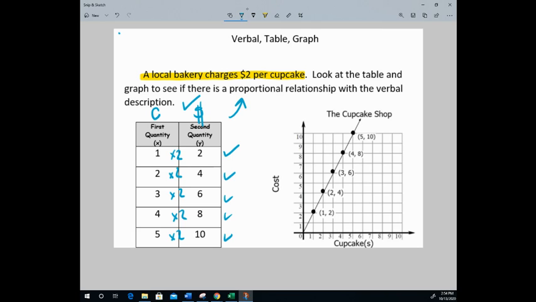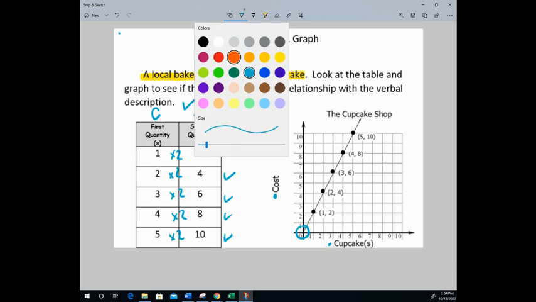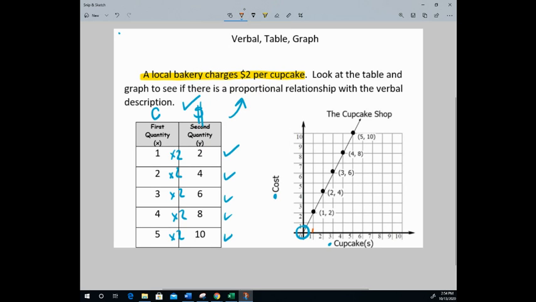Now let's take a look at the graph. So with this graph, I notice it is proportional because it is going through the origin. So that's one indicator. So that's good. If you notice on the x-axis, we have our cupcakes, and then on the y-axis, it's our cost. So one cupcake would cost $2. And let me kind of put that in a different color for you. So one cupcake is $2.